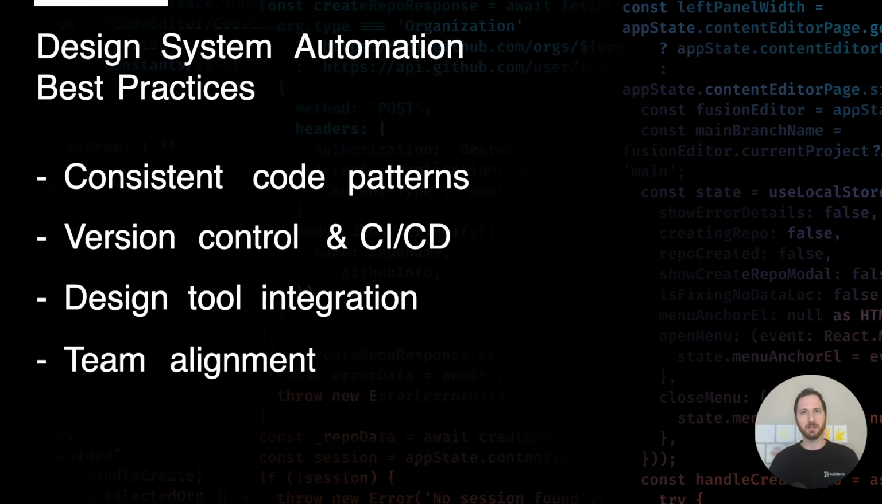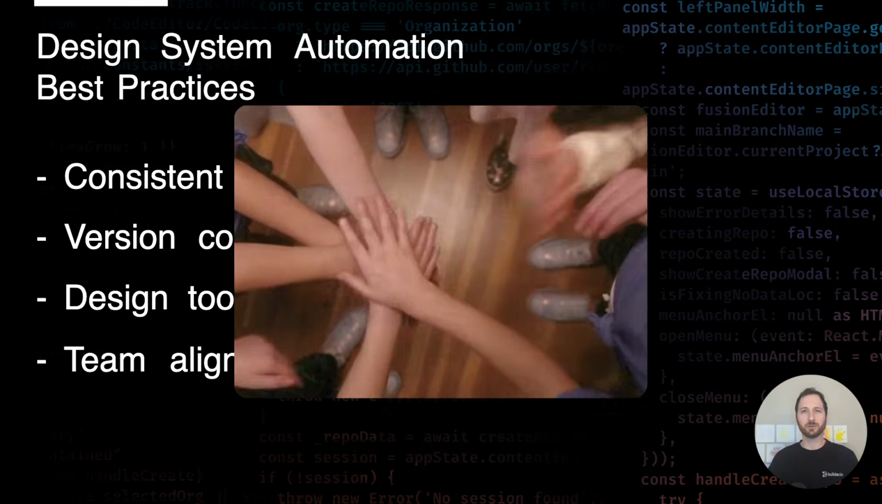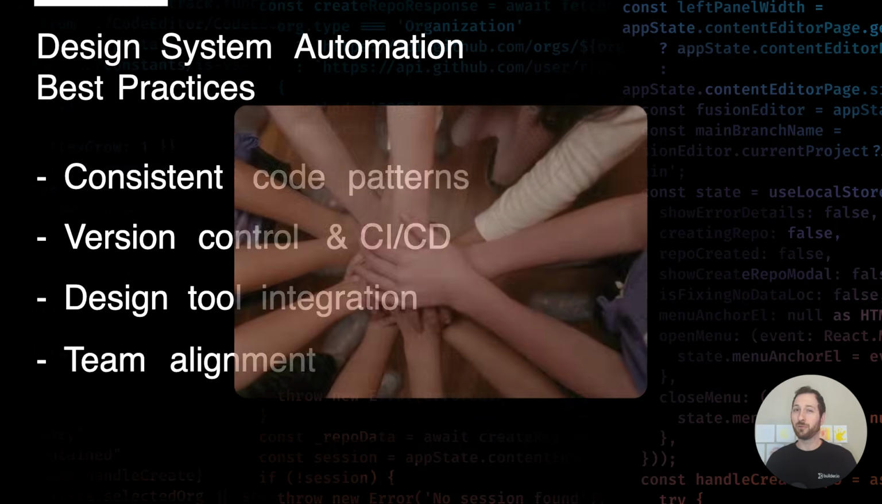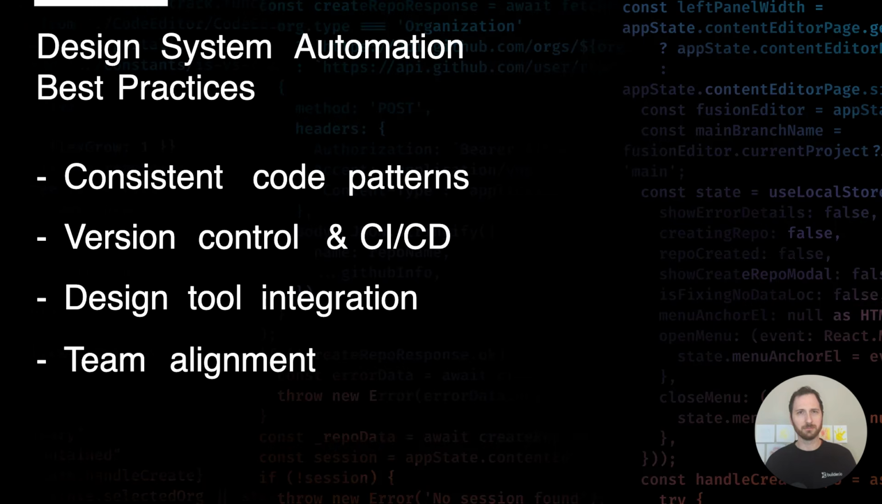Lastly, team alignment. Your designers, developers, and product teams need to agree on design system principles before AI can help execute them. If you're missing more than one of these, automation will likely create more problems than it solves. But if you're already maintaining a design system, you probably have most of this in place. You might just need to formalize it a bit.